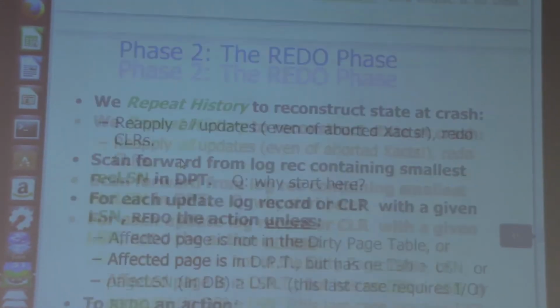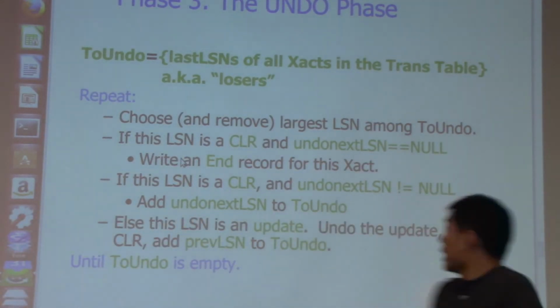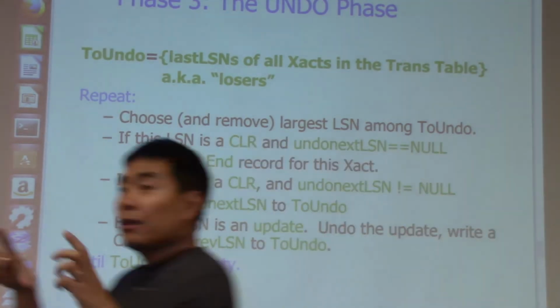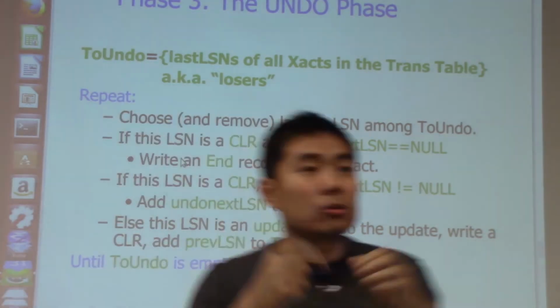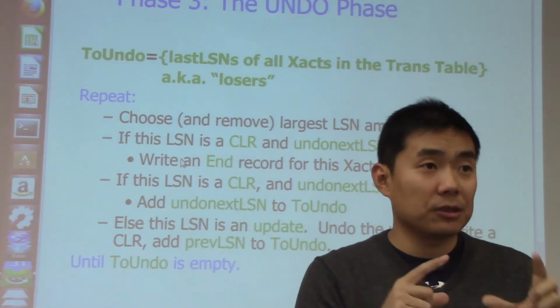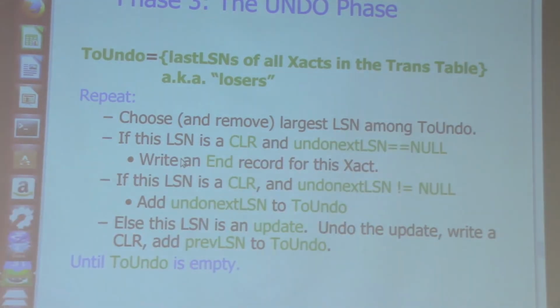I have to overrun another 2 minutes to do the undo. Undo is easier than redo. What undo does is, from the analysis phase, you have recovered the transaction table. From the transaction table, you grab all the active transactions after the analysis phase, and you look at their last LSN. These guys.